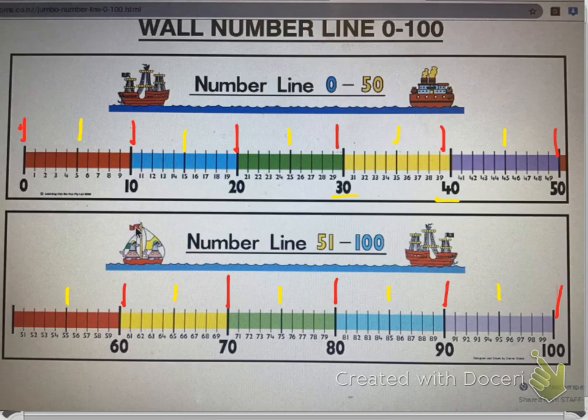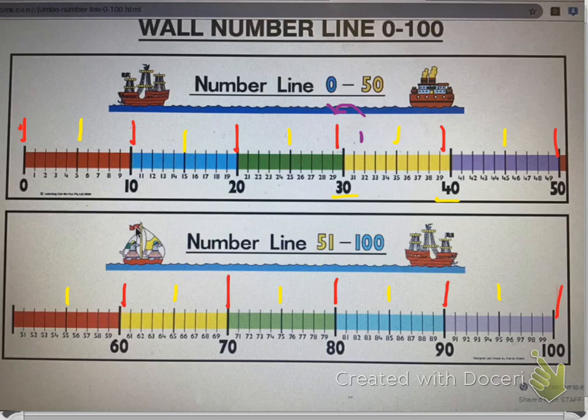Now I'm going to find 32 on the number line. And it looks like I'm going to find that about right here. I marked it in purple there. Okay, you can see there's my 32. Now I'm going to decide if it's closer to 30 or is it closer to 40. And it's pretty clear that it's closer to 30. So we're going to round it down to that multiple of 10.